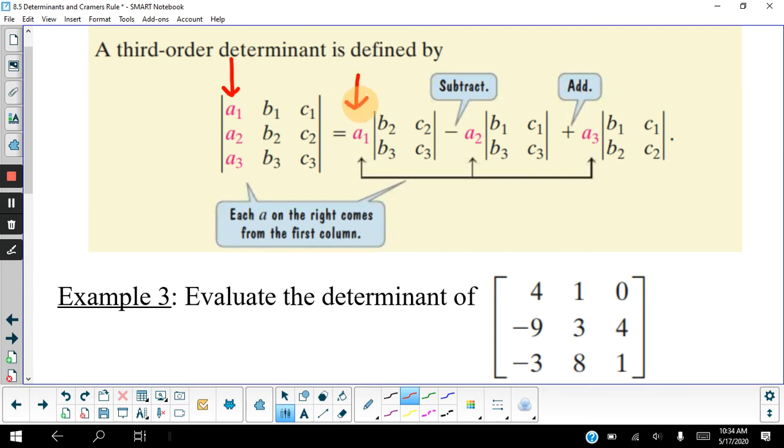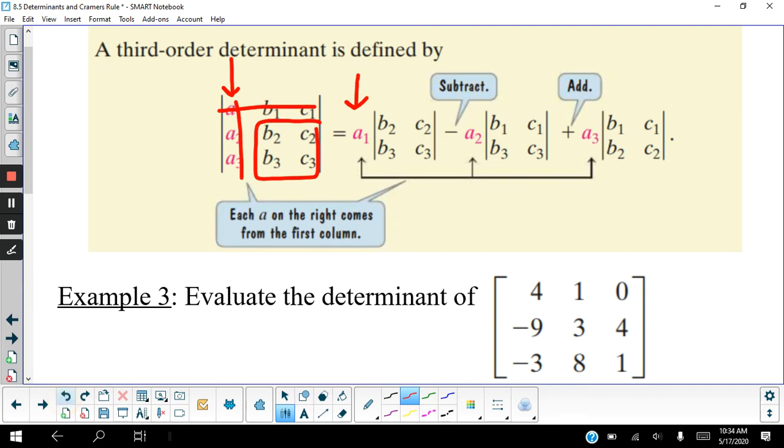You see the A1, the first element here, we're going to multiply by the determinant of the rest. So if you take A1 and pretty much cross out the row and the column it's in, this matrix that's left over inside of here is what we're going to find that determinant, and we're going to multiply by what that number was.